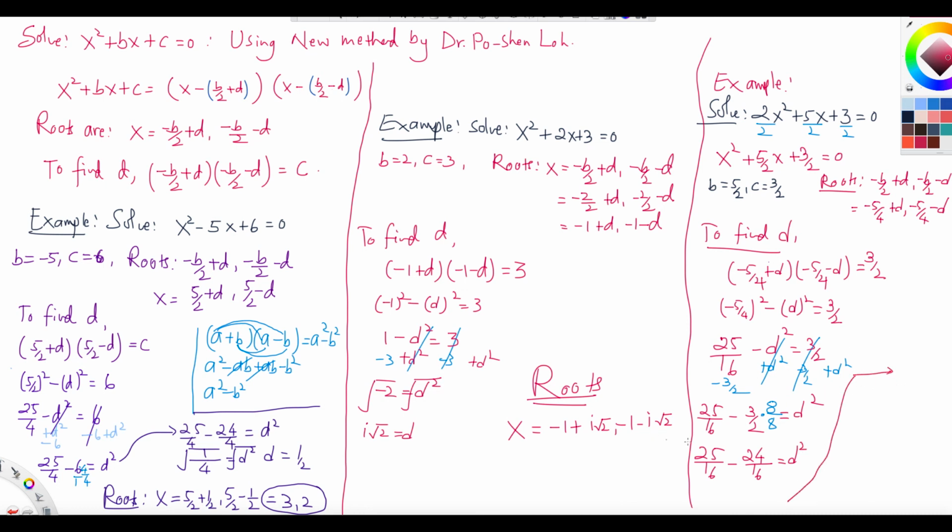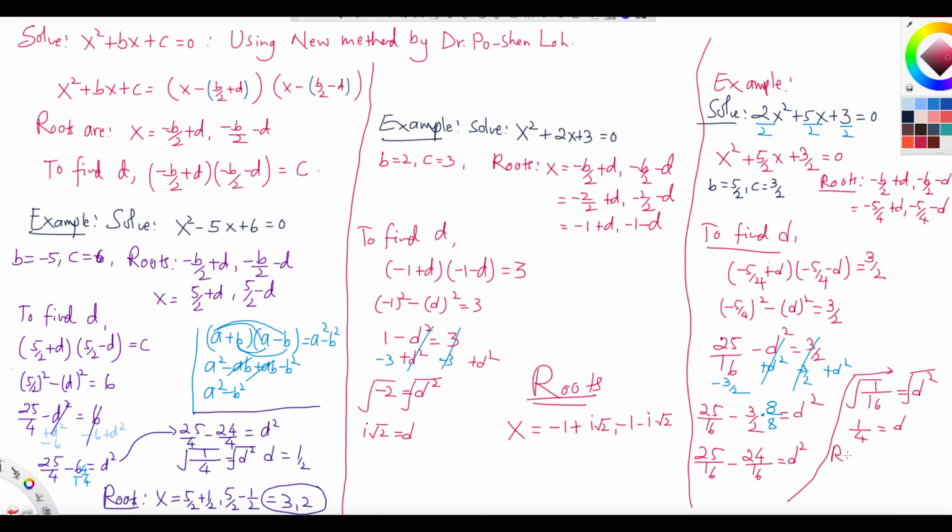So what do you get? You write 16 in the denominator. 25 minus 24 is 1, equals d squared. Take the root. When you take the root, you need to take the root of the numerator and the root of the denominator, 4, equals d. So d is 1/4. So what is the final answer?